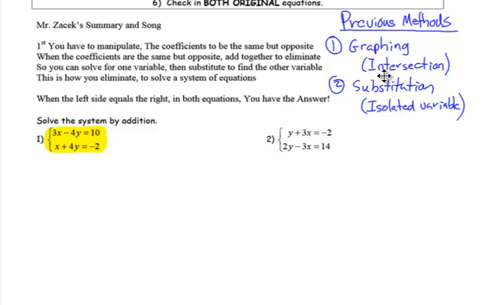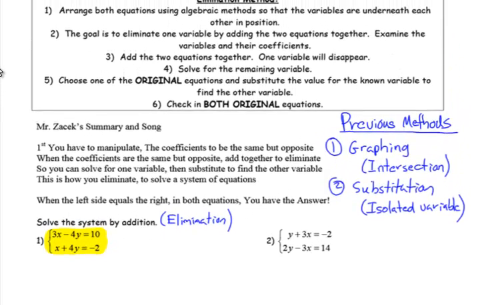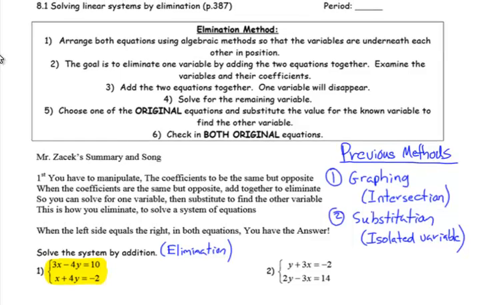But a very popular method is called elimination. So when we solve by addition or elimination, both of those words we can use interchangeably. And so that's just the history of where we've been. So let's look at what is the elimination method.